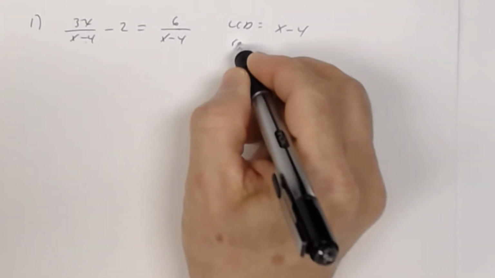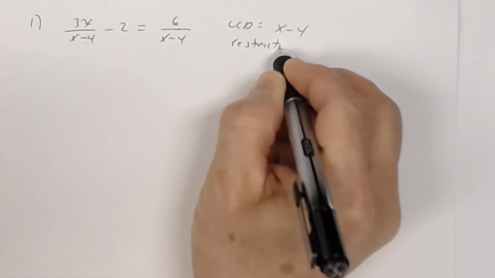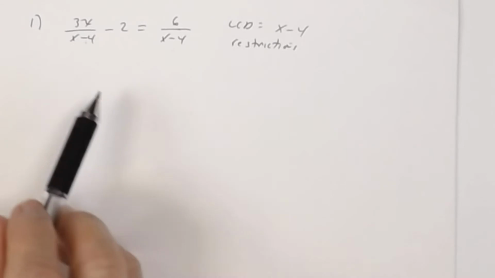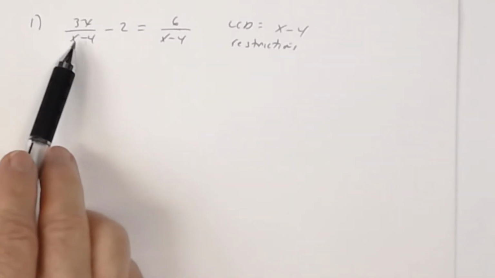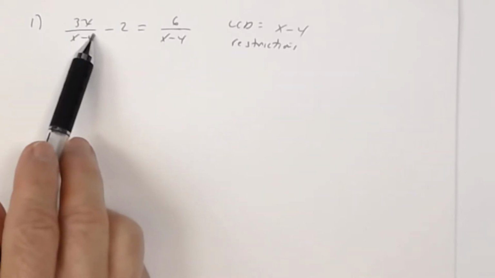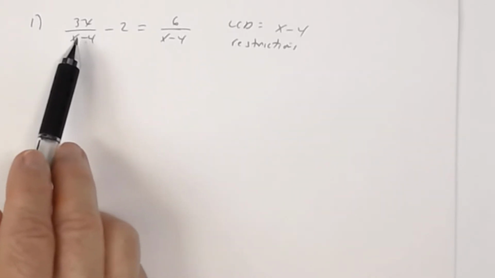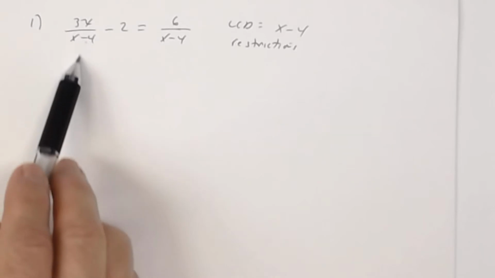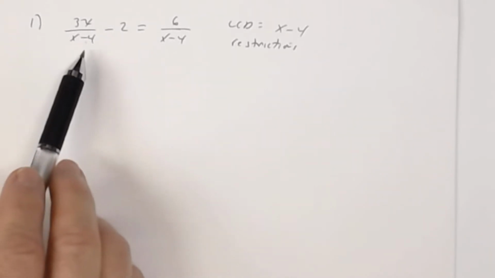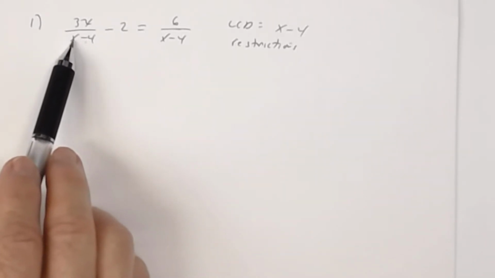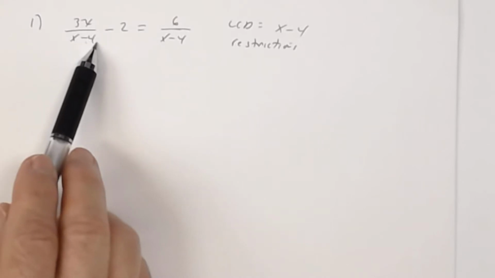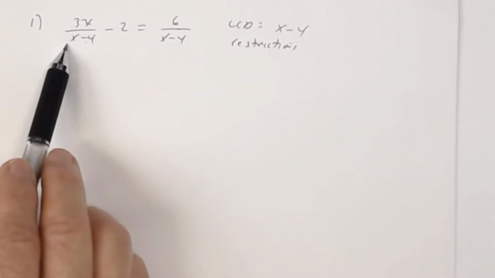Then we got to find the restrictions because remember we are dealing with rational equations. And in this rational equation you have variables in the denominator. So you got to ask yourself what's going to make this denominator 0? Because if that's 0, then this fraction here is undefined. And that's an easy kind because if you look at this, 4 minus 4 is 0. So x cannot equal 4.